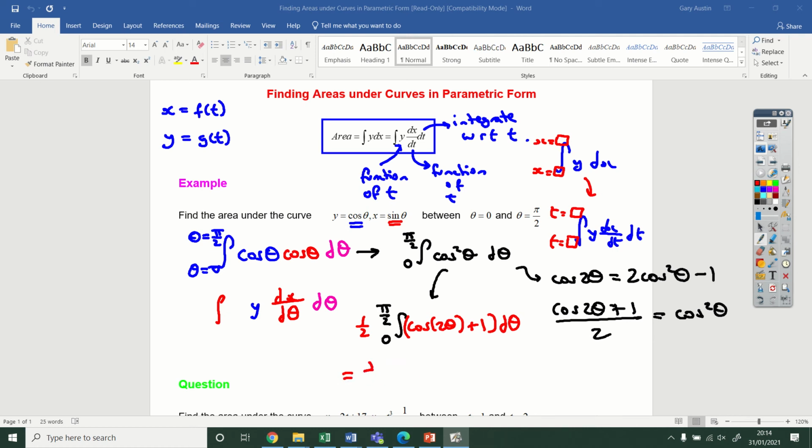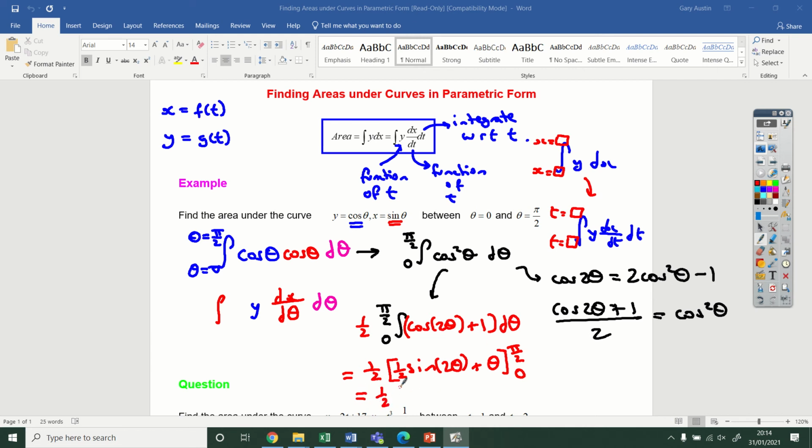Let's sort that out then. So that's 1/2 at the front. Cos of 2 theta integrates to sine of 2 theta. But then because of the 2 in the bracket, we're going to need to divide by that and put another half there. And then 1 is going to integrate to theta when you integrate with respect to theta. Okay, that's our antiderivative. Let's put the bounds on, and then we'll sub those in and see what we get for our definite answer.